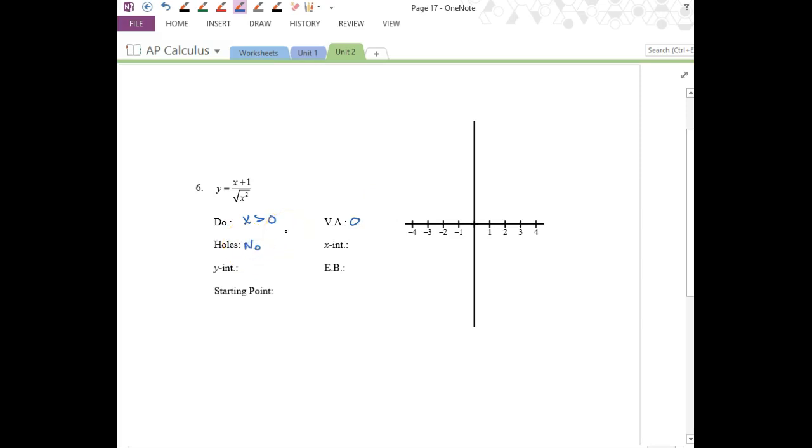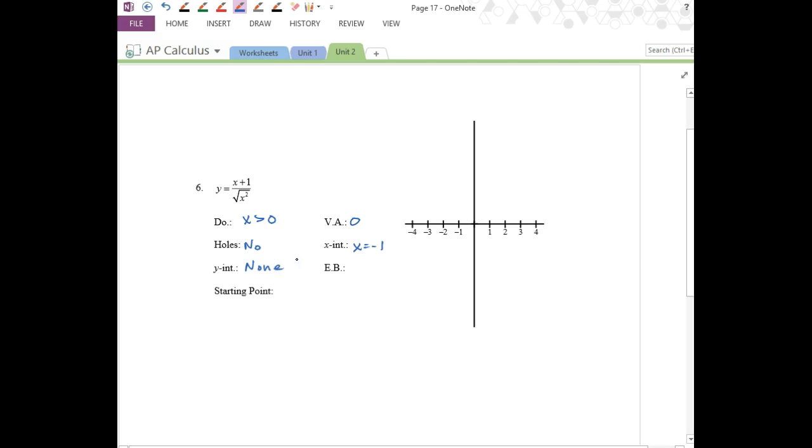X-intercept. If I take the top and set it equal to 0, what's the value that makes it 0? -1. Y-intercept. If I plug 0 into both x's, you get 0, so you get none, because there's a vertical asymptote at 0.